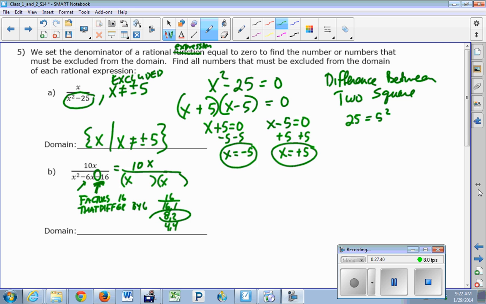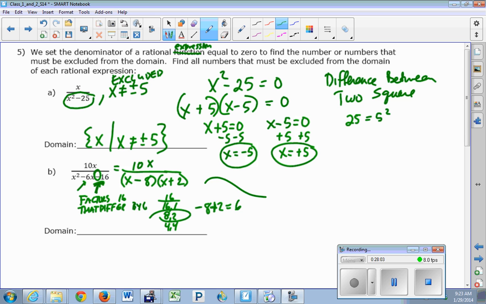So right away I zero in on those 2 numbers, 8 and 2. They differ by 6. So I know there's going to be an 8 and a 2. And now I deal with the fact that my middle term is negative 6x, which means my bigger number must carry the negative sign, and my smaller number must carry the positive. So I just go minus, plus, I'm all done.